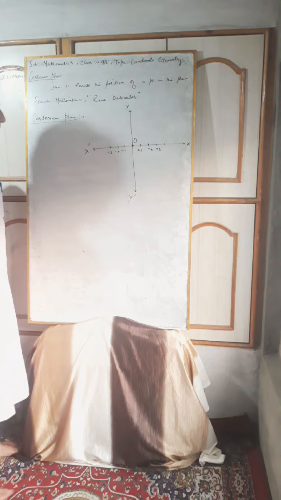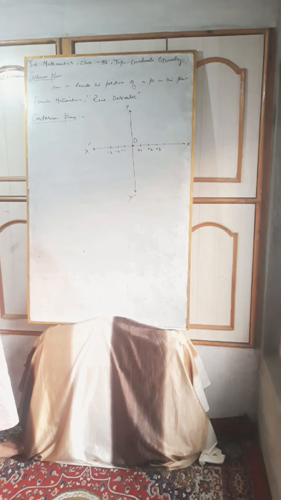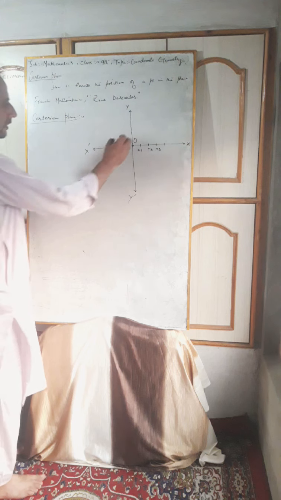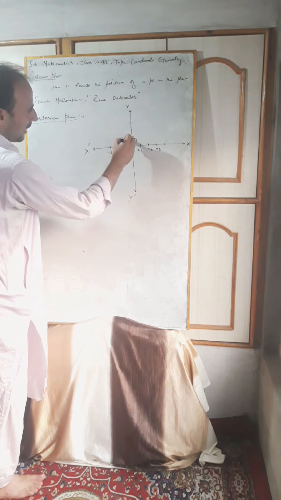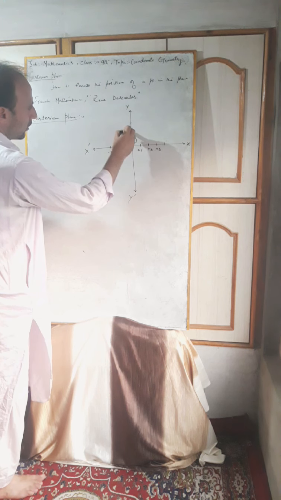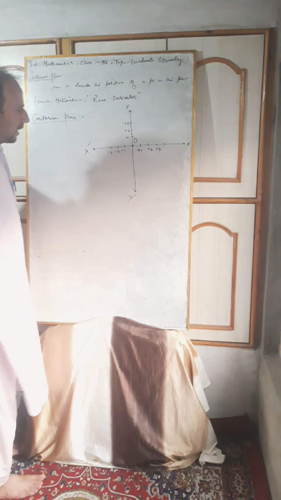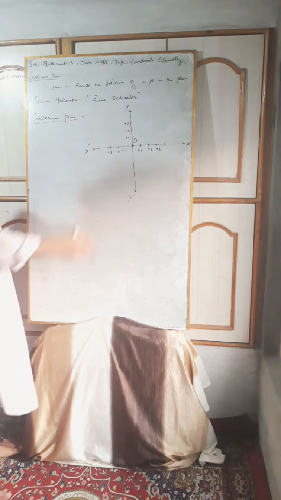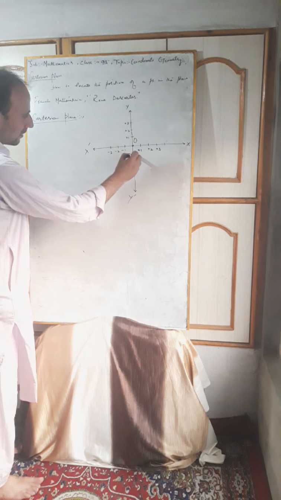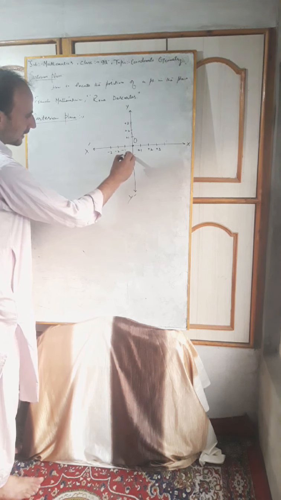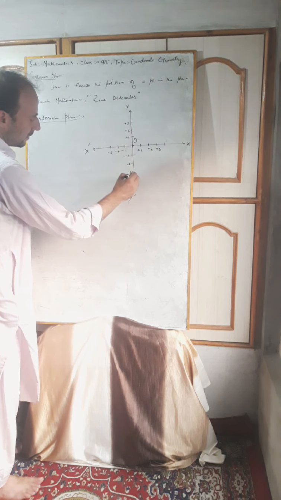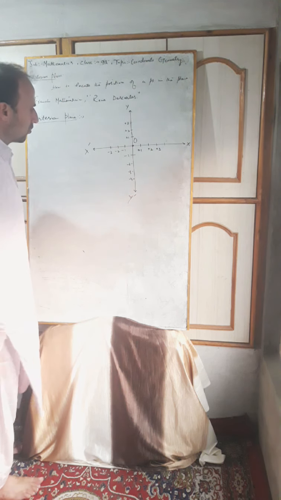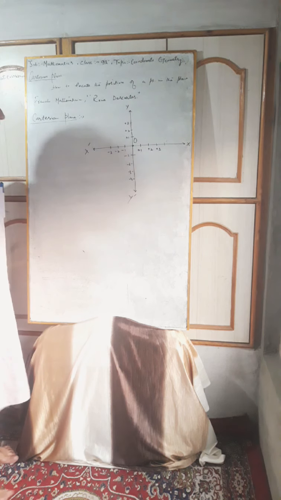Similarly, on the y-axis above the origin, we consider the positive integers of some length, plus 1, plus 2, plus 3. And on the y-axis below the origin, we again take the negative integers, minus 1, minus 2, minus 3, minus 4, and so on and so forth, of some unit length.